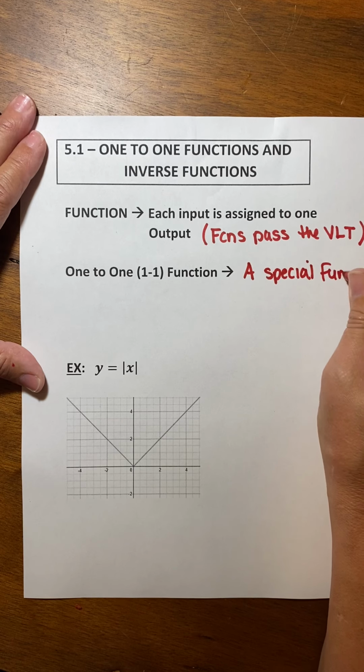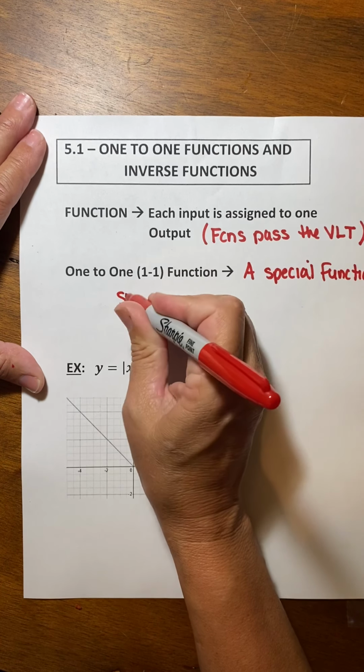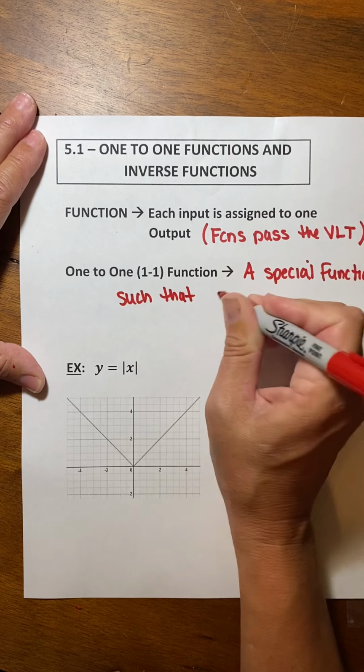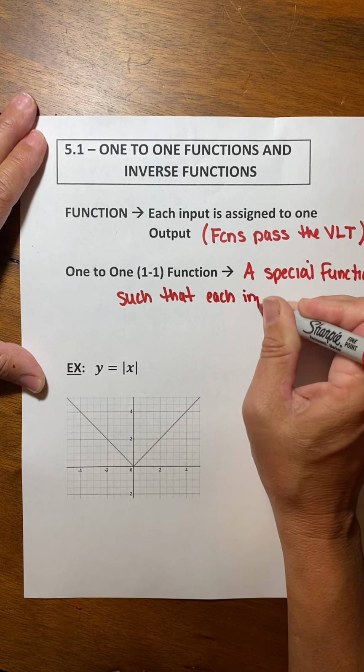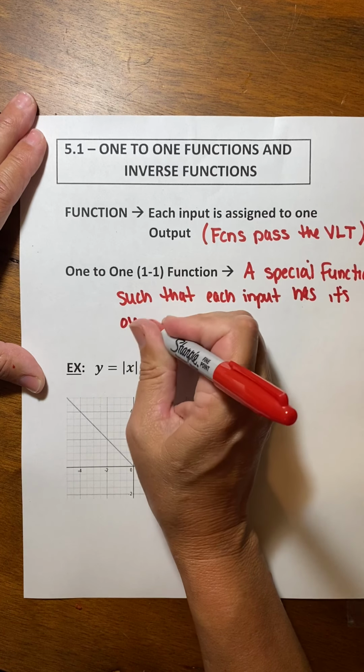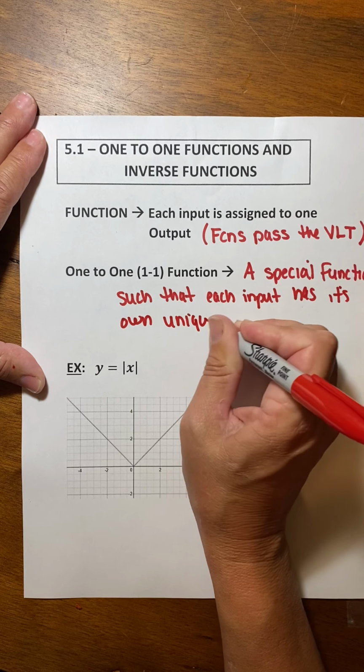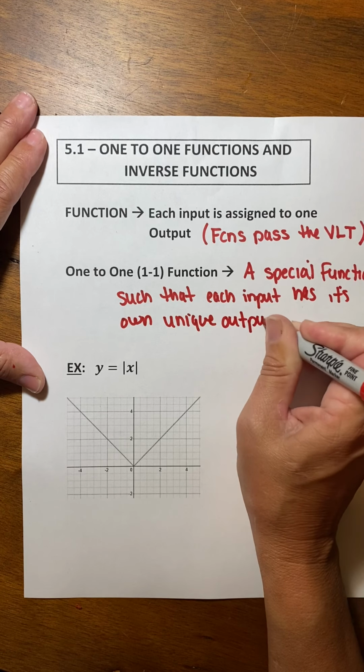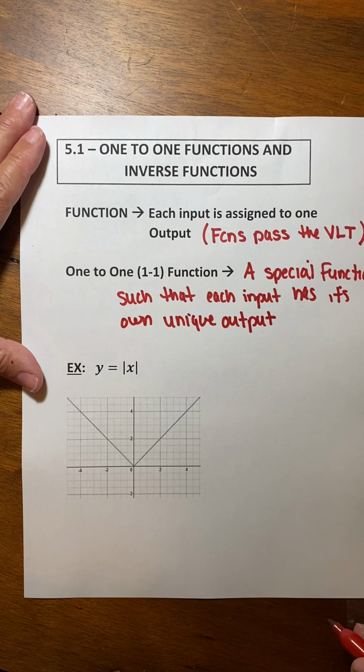So a special function such that each input has its own unique output. Right? All functions are relations, but functions are special relations such that each input has just one output. A one-to-one function is a special function such that each input has its own unique output.